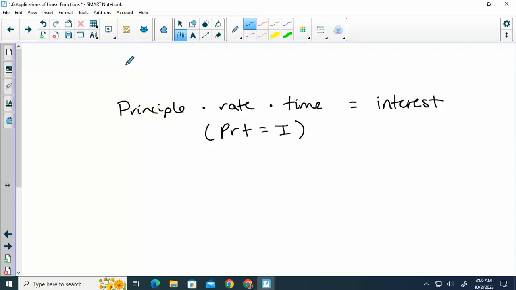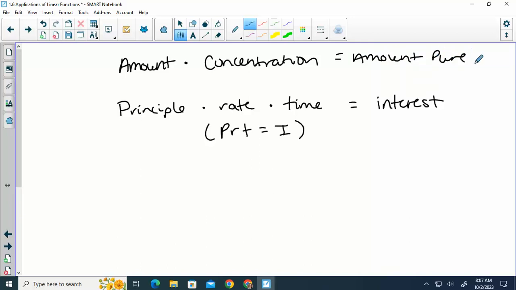Remember last week when we were doing the mixture problems, what formula did we use? Amount times the concentration, which is the percent, equals the amount pure. So we've seen a couple different formulas at this point. So those are the labels that would go across the top for your columns.